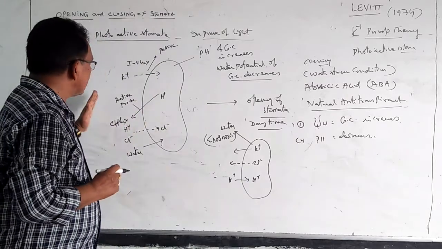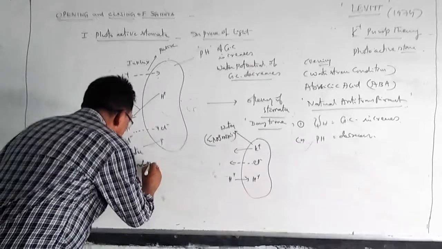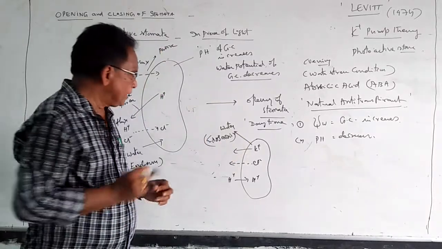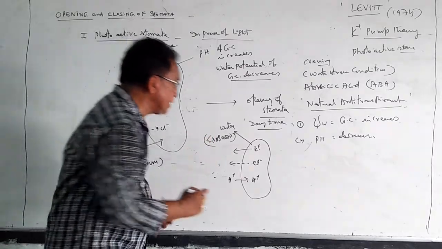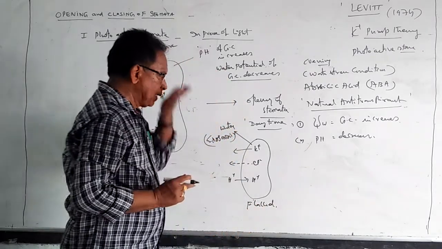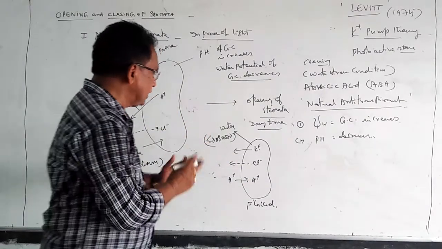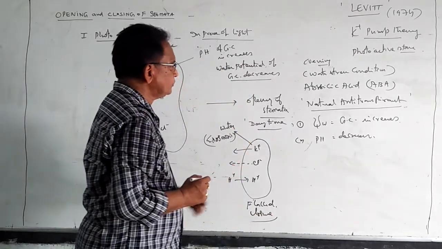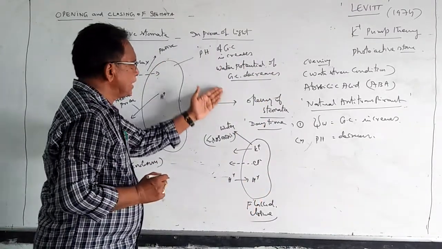In the daytime, water will enter into the guard cells. This process is known as endosmosis. In the evening times, water will come out of the guard cells by a process called exosmosis. As a result of this, the guard cell becomes flaccid, and slowly the stomata closes. So it leads to the closure of the stomata.